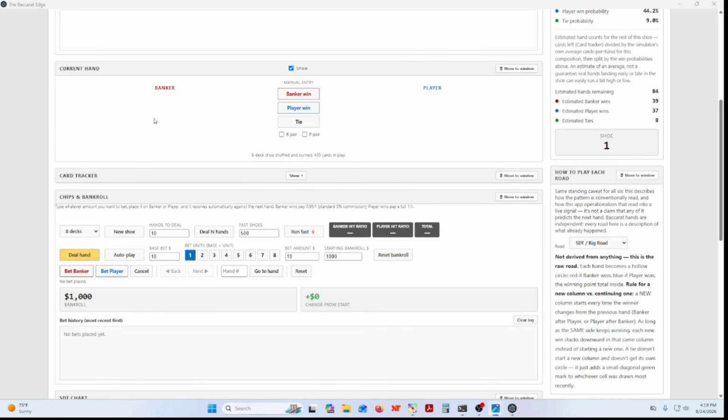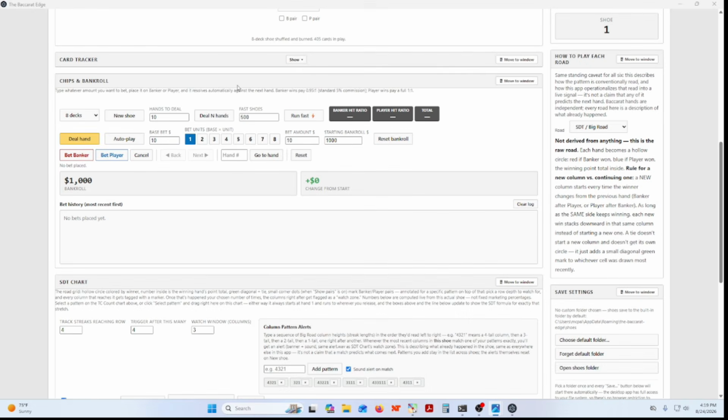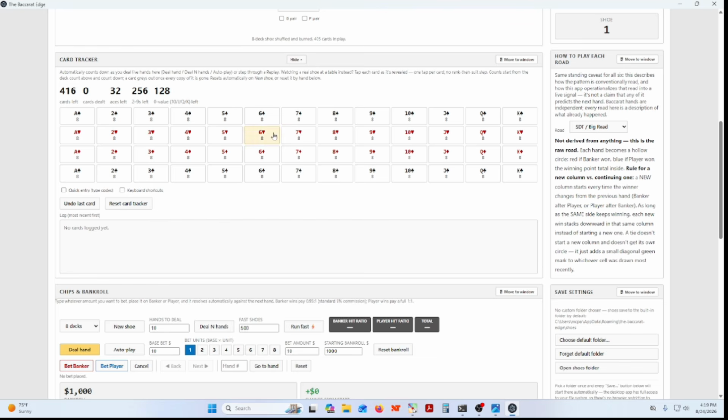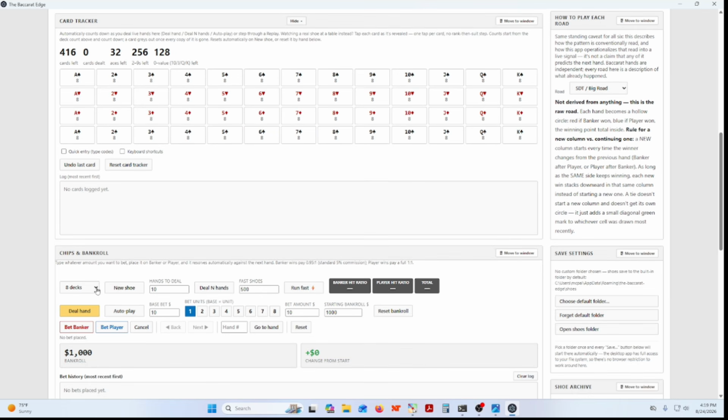Here is my current hand section. This is a section where the banker and the player will be, where the hands will be dealt and the results will be final, as they say. This right here is my card tracker. Each time a hand is dealt, these cards come out of the deck.